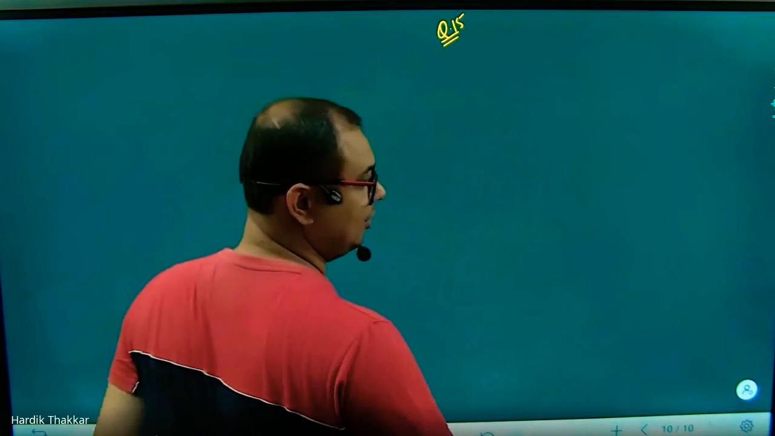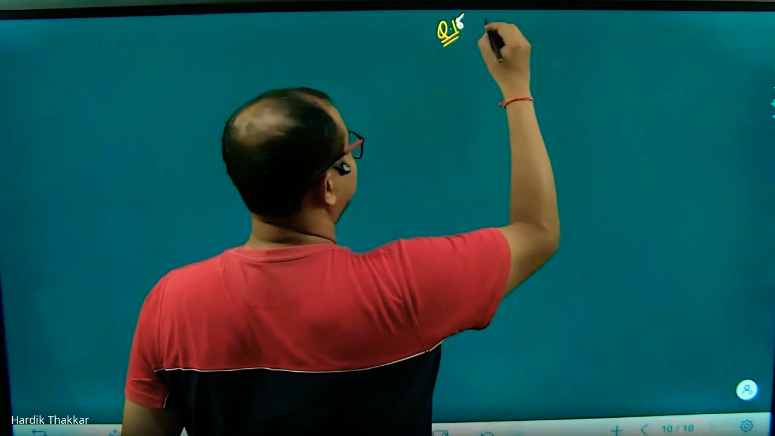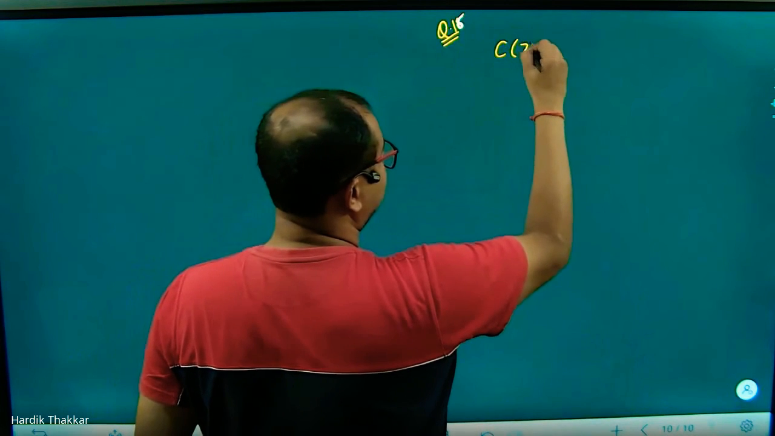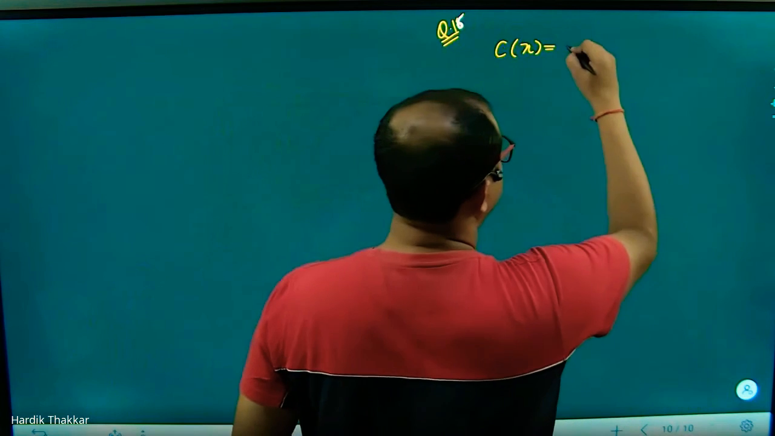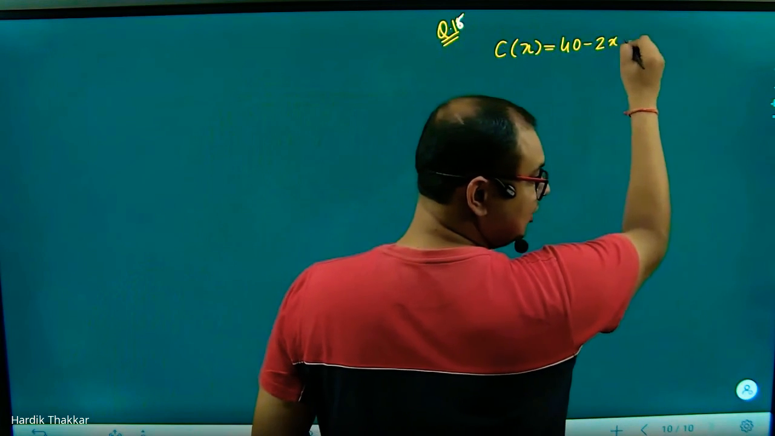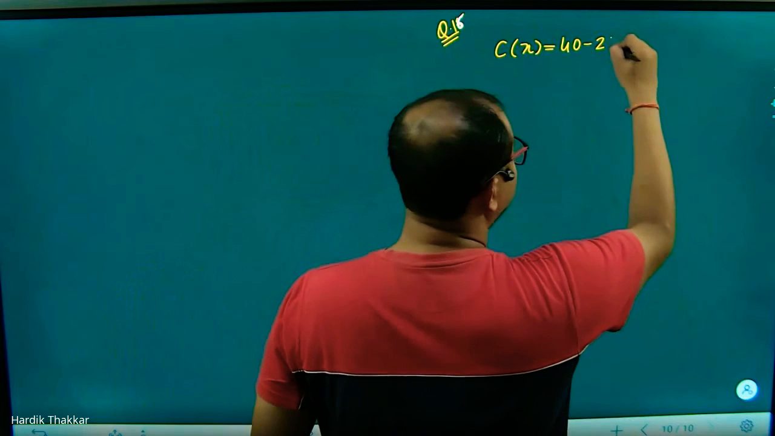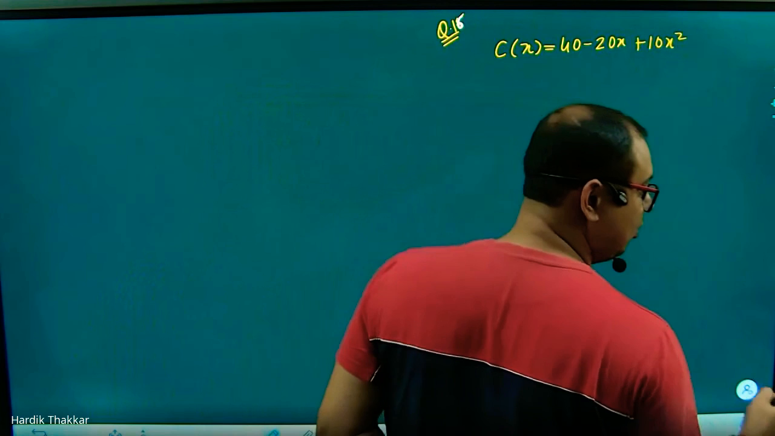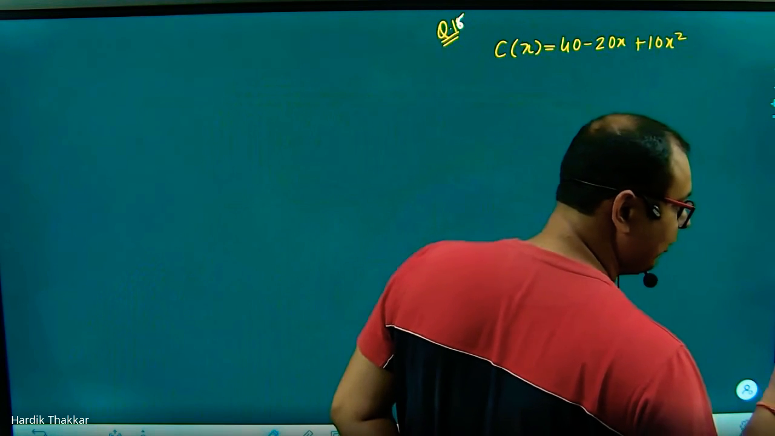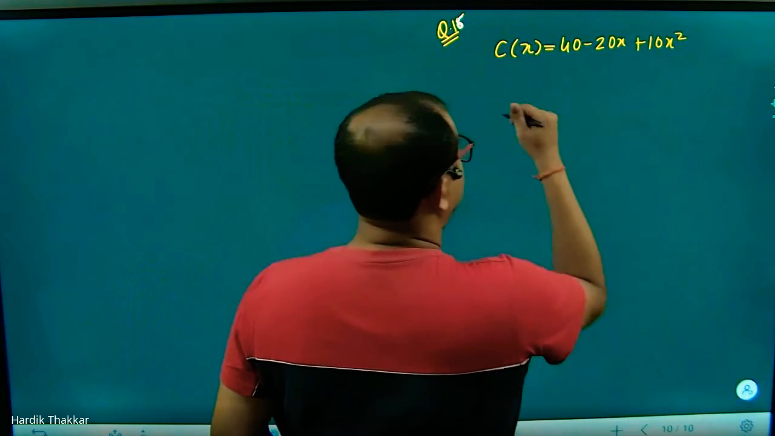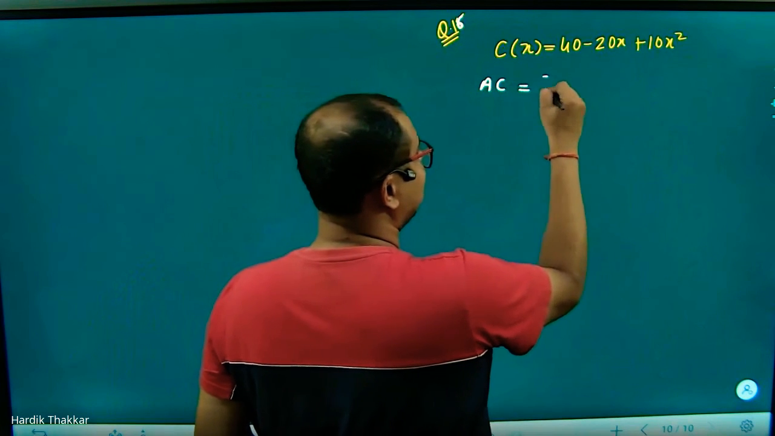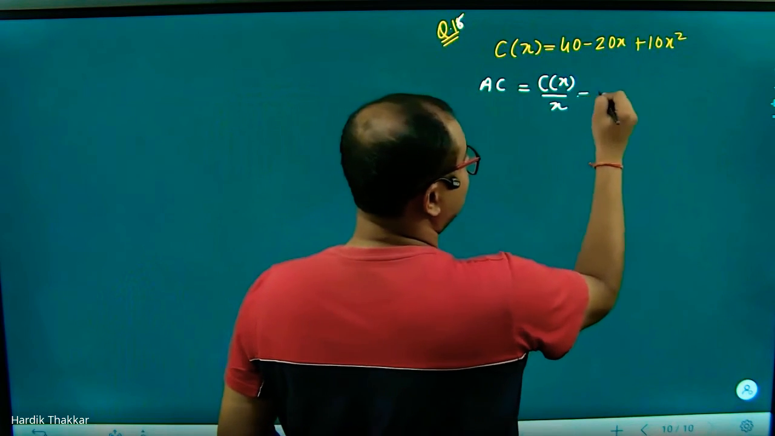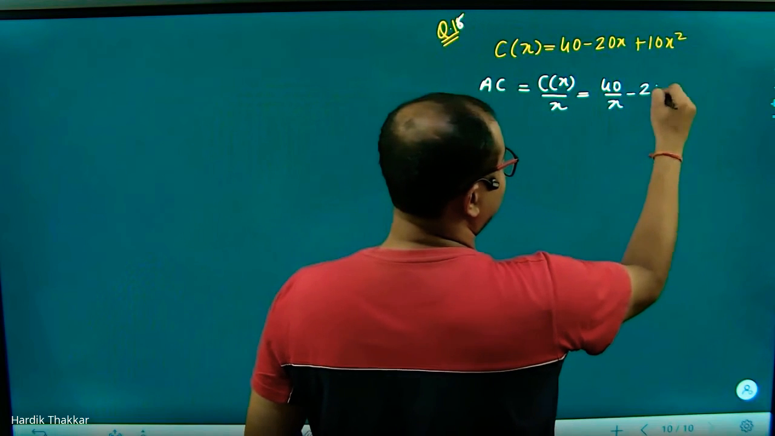Actually, question 16 has the minimum-maximum concept, which I will have to explain on the board. Okay, just see question number 16. The cost function C of X is given: 40 minus 2x, minus 20x plus 10x square. First you have to find the average cost function. Average cost AC is equal to C of X divided by X. So it will be 40 upon X minus 20 plus 10x.